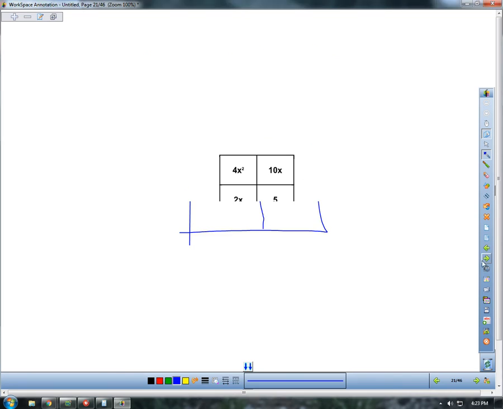Okay? To start off, we're going to take one that's already filled in. I've already done some of the work for you. Okay? So what do I multiply to get 4x squared? Well, I know I have to multiply x times x to get the x squared, and I can multiply 2 times 2 to get the 4.